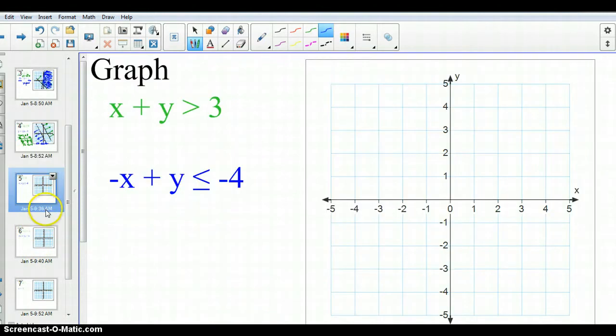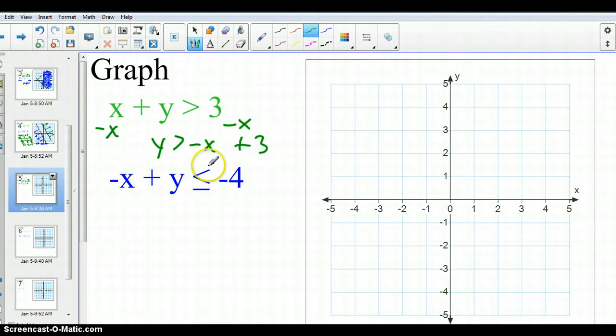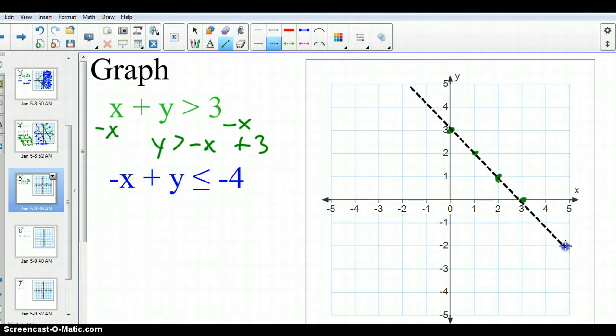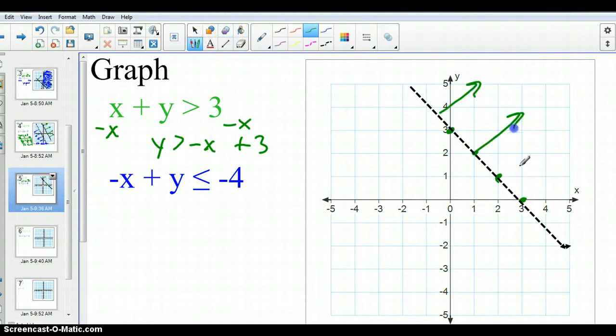The next one, x plus y is greater than or equal to 3. So what we can do is subtract x from both sides. So y is greater than or equal to negative x plus 3. Or you can find the x and y intercepts. To find x-intercept, cover up y. To find y-intercept, cover up x. So I'm going to plot that at 3, down 1 over 1, because our slope is negative 1. It's a dashed line. Okay, dashed line. And the numbers that are greater than it are going above the line.